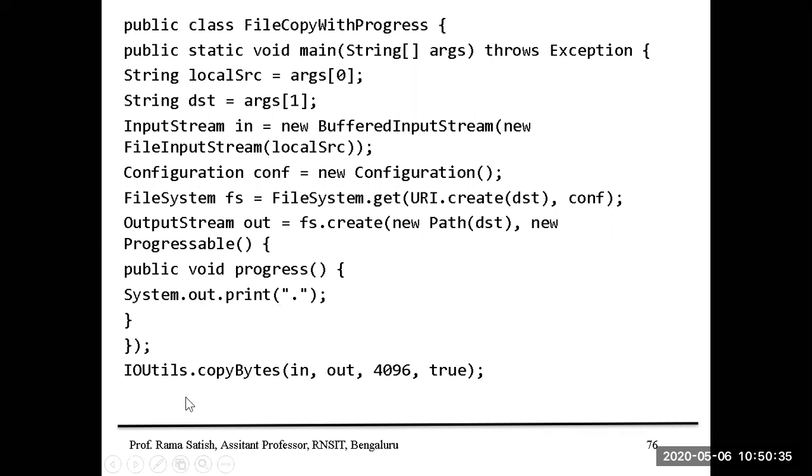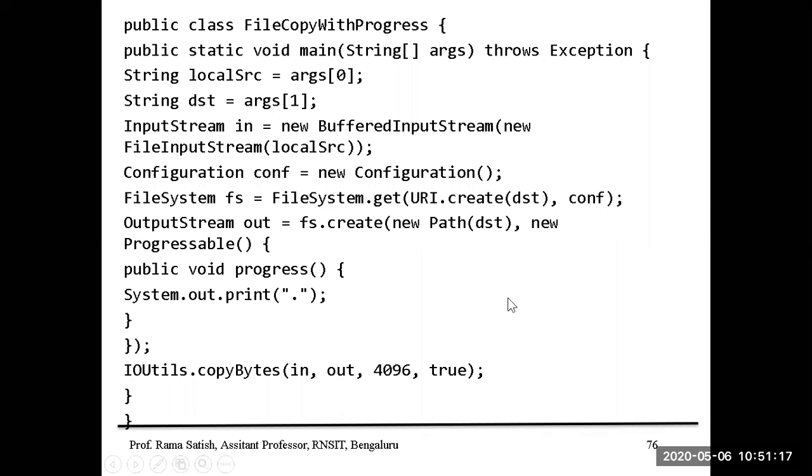Next, once it is created, done. Next, IOUtils.copyBytes. So from the input file, it has to copy to the output file 4096 bytes. That means 4 KB of data is copied, and this will continue until the data is available. Yes, that's why it is saying true. It is displaying the true message because it is continuing. And finally, it finishes.